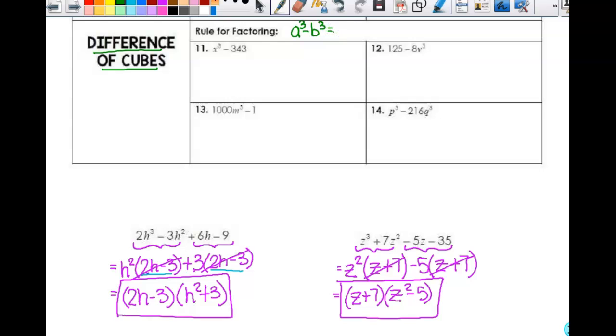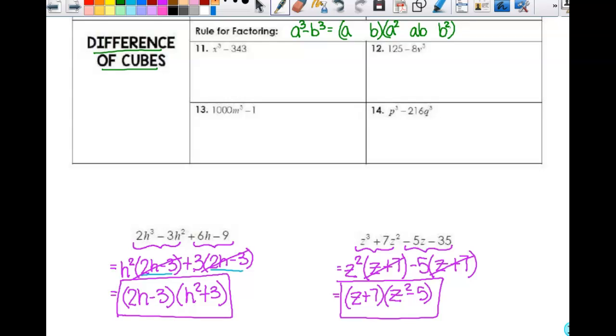So here's what remains the same. What remains the same is you end up with a binomial times a trinomial. The other thing that remains the same is what goes in the spaces, not the signs. So I take the cube root, this is still a, this is still b. Here I still put a squared. In the middle, I multiply them together. At the end, it's b squared. So that pattern is exactly the same whether it's sum or difference of cubes.